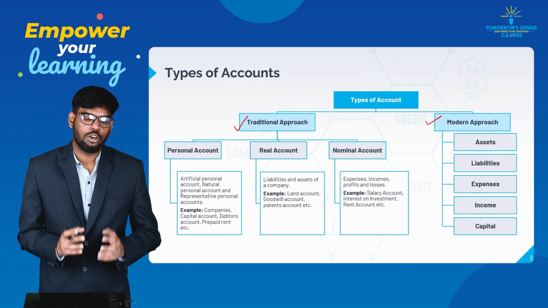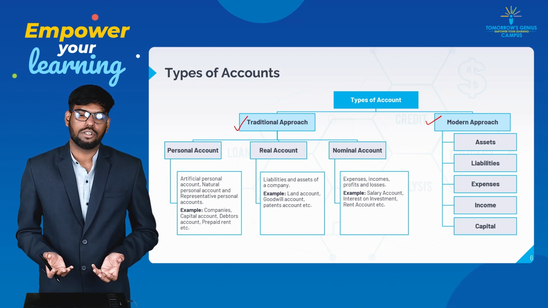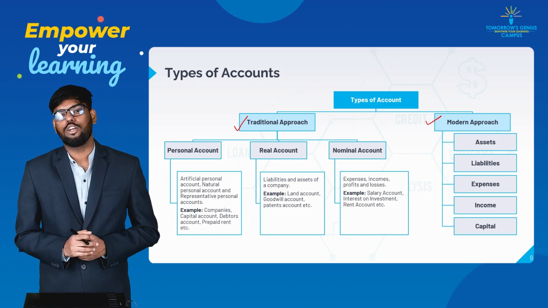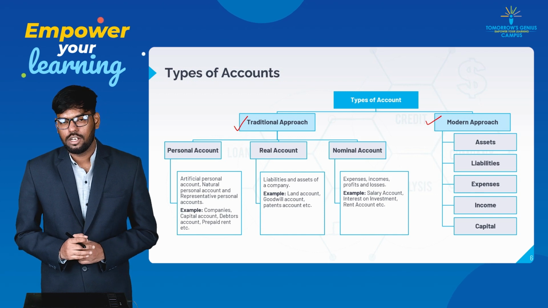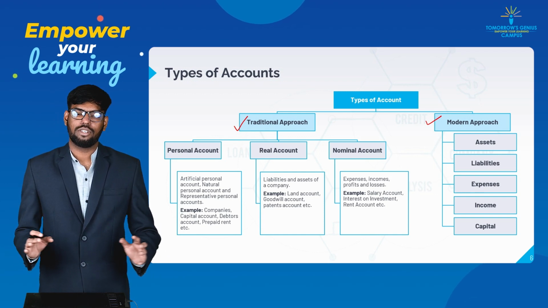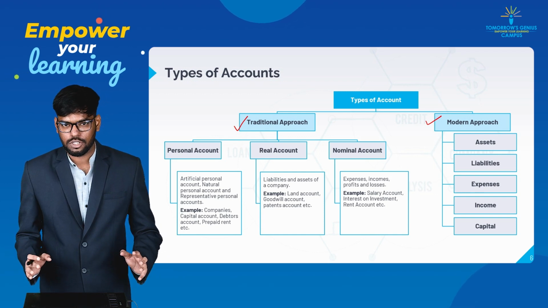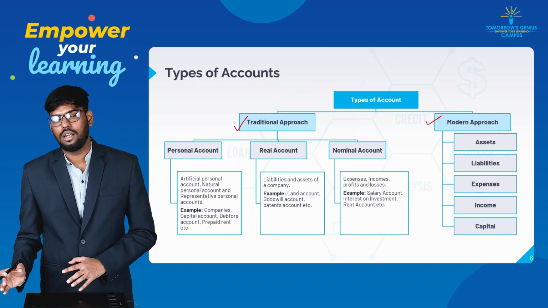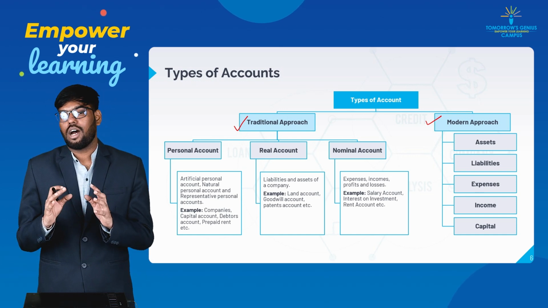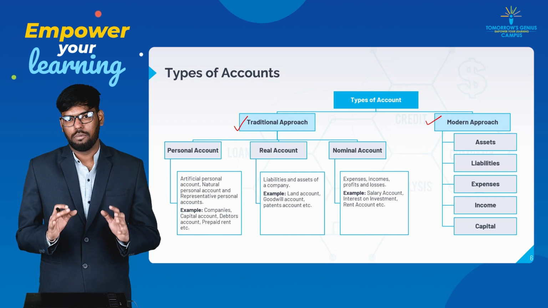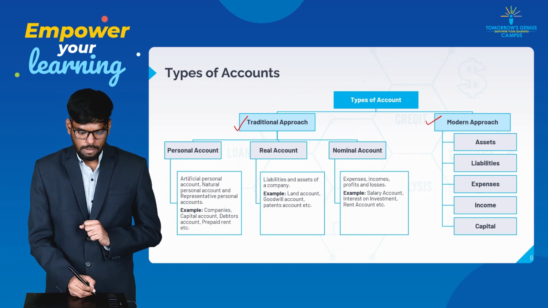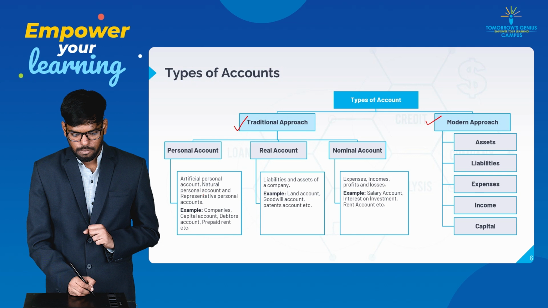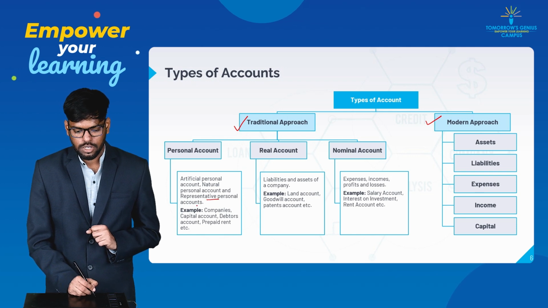So that State Bank of India account is an artificial person. So that will fall under the category of personal account. Any natural person who is naturally born, or any artificial person like a company, hospital or a school, falls under the category of personal account. For example, an artificial person's account, a natural person's account, and a representative personal account is also there.